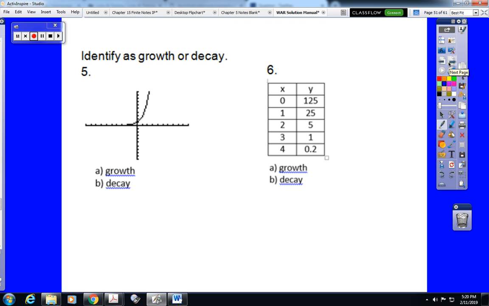Number 5 and number 6 are asking you to identify growth and decay. I would hope that this would be extremely easy. What you're looking at is how y changes as x changes. So as we move from left to right, as x increases, y increases. That indicates exponential growth. And on number 6, as x increases, y decreases. That indicates exponential decay. That does it for the day 14 video.